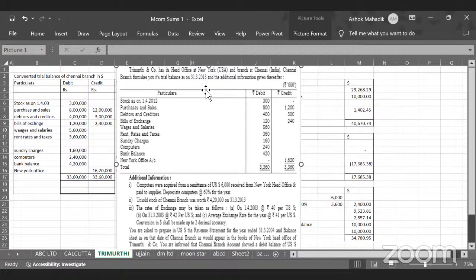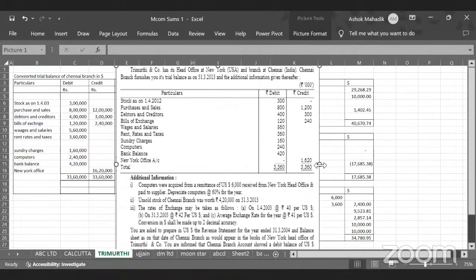Stock on 1st April, opening stock. So for this, the opening rate will be used. Purchase and sale. This is a very similar sum, I think. Yeah, almost similar sum. So I urge you to solve this sum. I need not discuss it. Let me go through the adjustments, if any new thing is there.